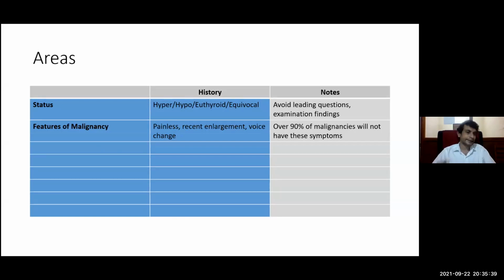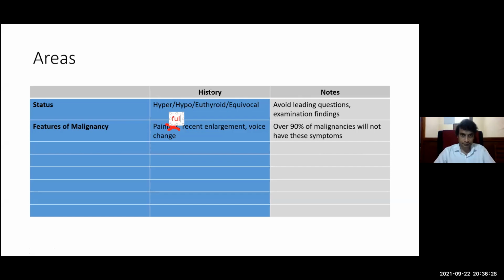Another area, like someone said, is features of malignancy. Now, malignancy is very uncommon in hyperthyroidism in this case, but we usually ask one or two features regarding that anyway. There are three typical features of malignancy. Sorry, this is wrong. Malignancies should be painful, not painless. If a lump is painful, then we would probably think that the lump is malignant instead of a lump being painless. So that's an important thing to remember.